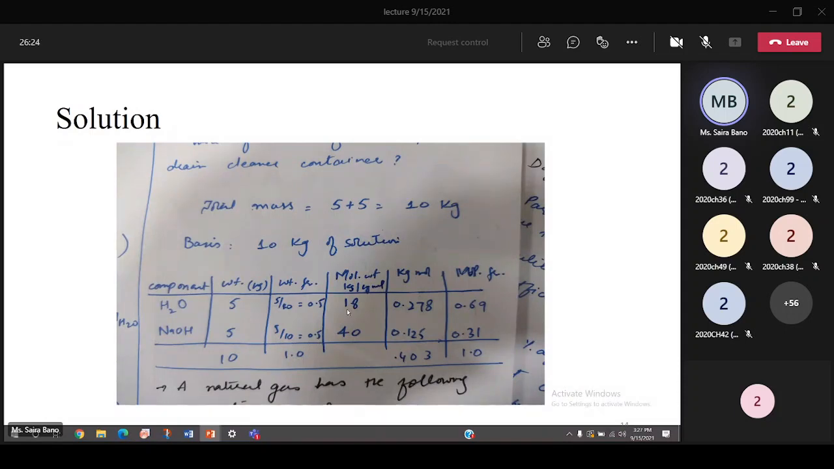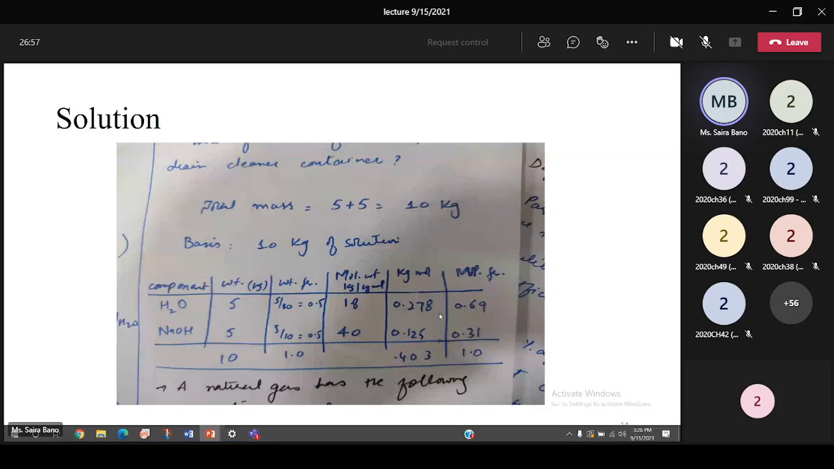Then molar mass of each component: water 18 kilogram per kilogram mole, and sodium hydroxide is 40 kilogram per kilogram mole. To find the kilogram moles of each component, you have to divide the weight of the component by the molar mass. So 5 divided by 18 will be 0.278 and 5 divided by 40 will be 0.125. Adding these two quantities, it will be 0.403 kilogram moles.